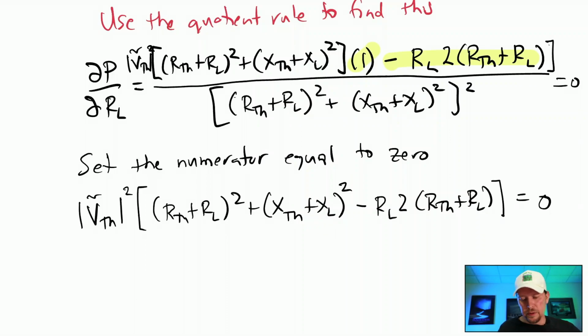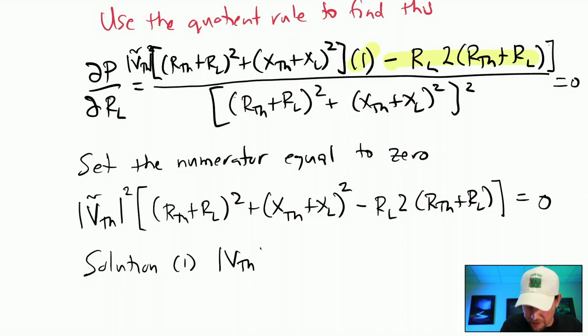and that's equal to 0. Now notice that there is one solution here. Solution number 1 is that the magnitude of the Thevenin voltage squared could be equal to 0. But again, if that's the case, then we get no power transfer. This is rejected.